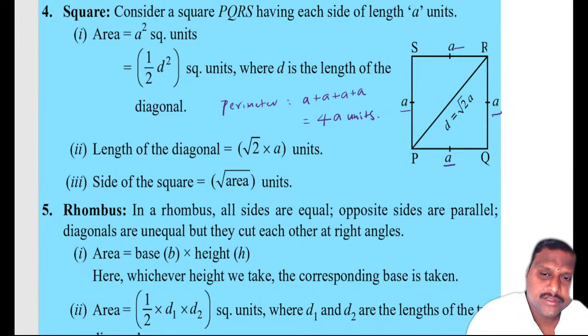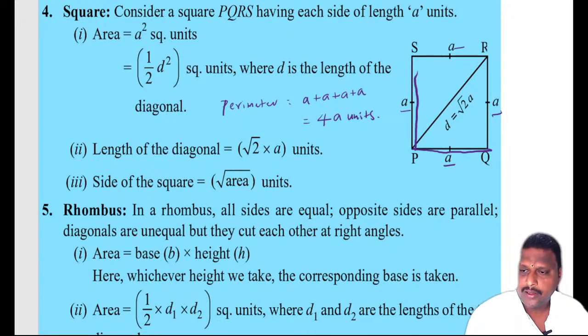Again, we have discussed the perimeter, and area is equal to what? I have already said to you, the multiplication of this side and this side. What is this side? This is A. A into A, A square units.